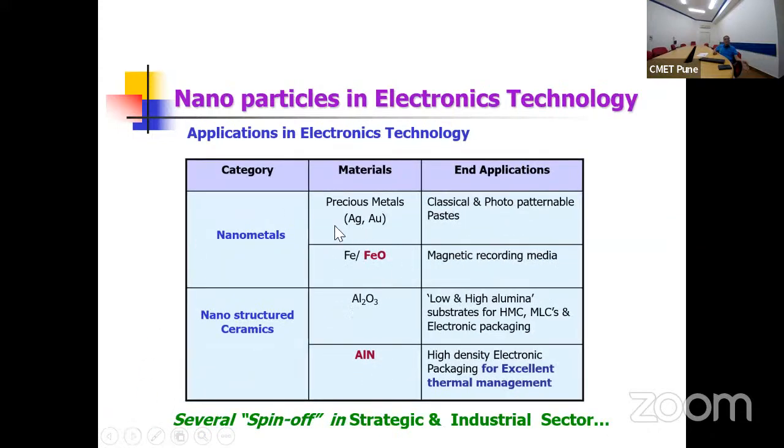These are a few particle synthesis applications. In electronics technology, silver, gold, or iron for magnetic recording media. In nanostructured ceramics, alumina, for substrates for HMCs, MLCs, and electronic packaging, and aluminum nitride where you require high density packaging with excellent thermal management.